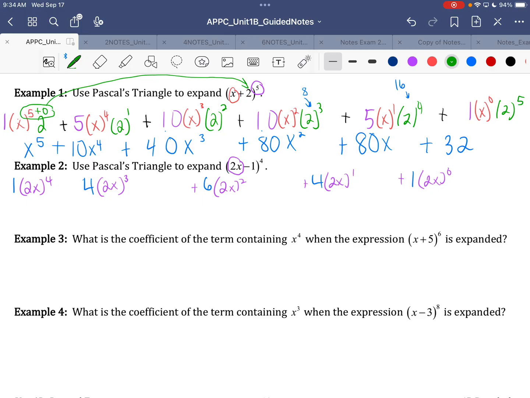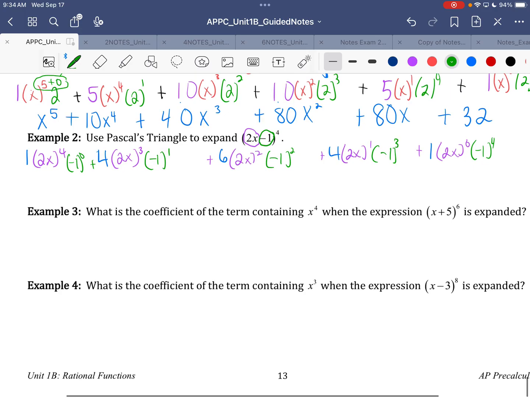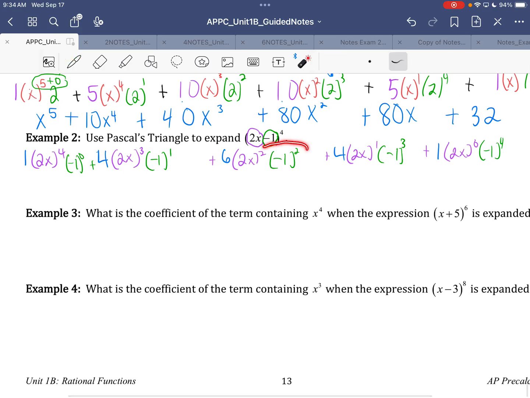Okay, and then the B term is -1, not just 1. So you have -1 to the 0, -1 to the 1, -1 squared, -1 cubed, -1 fourth. So you know you've done this correctly when the degrees between each term are adding up to whatever the degree is outside the parentheses. You know you have a mistake if you add it up to like 5 or something.